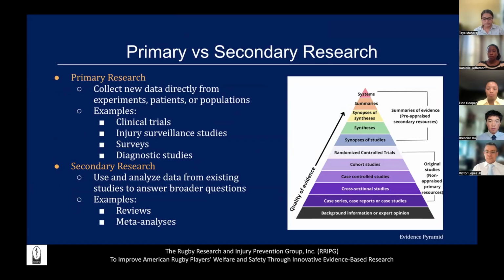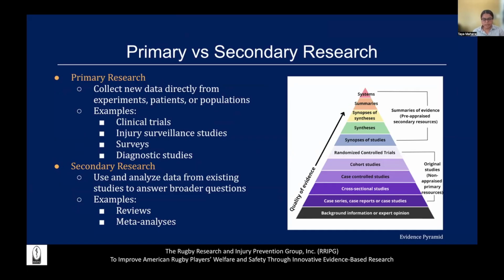Primary research involves collecting new data directly from experiments, patients, or populations. Examples of primary research include clinical trials, injury surveillance studies, surveys, and diagnostic studies. And then secondary research does not involve collecting new data. Instead, researchers analyze and summarize findings from existing studies, and this includes literature reviews and meta-analyses.